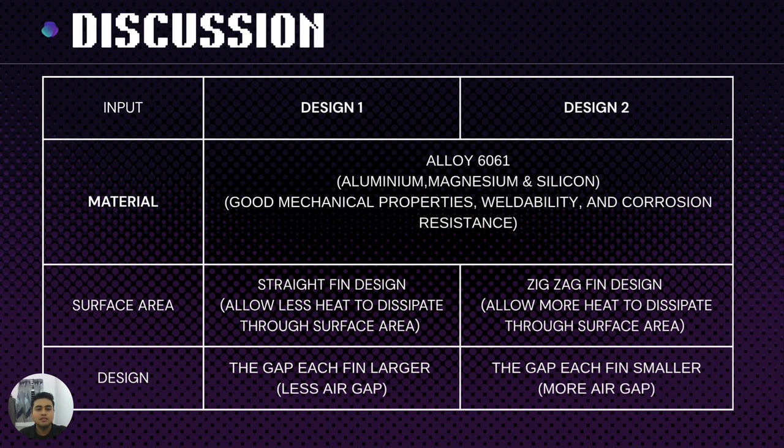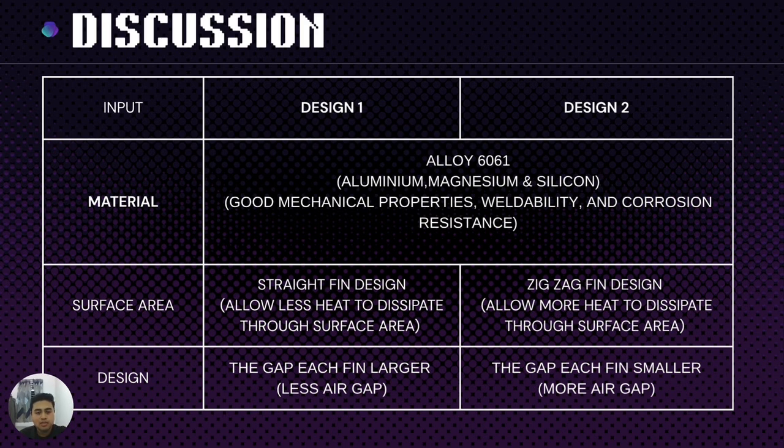For this discussion, I made a table to ease the understanding of our design. As we know, we have two designs, design one and design two, which are also known as a heatsink. So what is actually a heatsink? A heatsink is a device that dissipates heat generated by electronic components to prevent overheating.